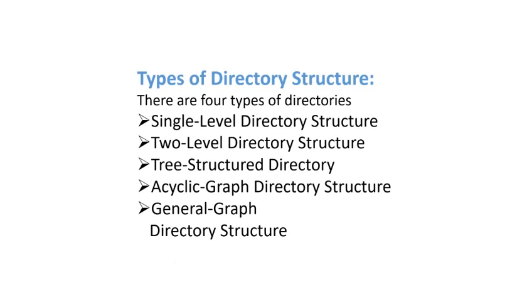Types of directory structure. There are four types of directories: single level directory structure, two level directory structure, tree structured directory, acyclic graph directory structure, general graph directory structure.